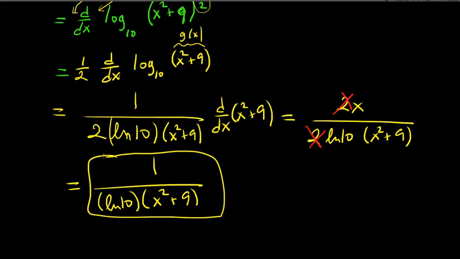And, oh, not x, not 1, x, right? Oh, yeah, there's still an x in the numerator. Yep. Boy, I almost missed that. Yep, there's an x in the numerator. Okay, so x divided by log base 10 of x squared plus 9.